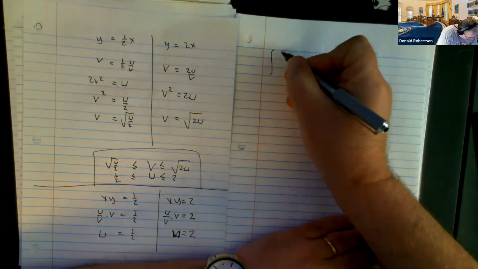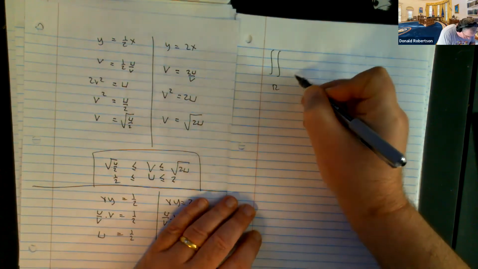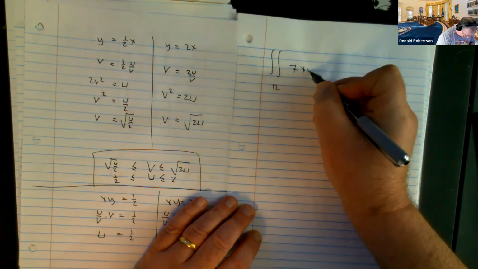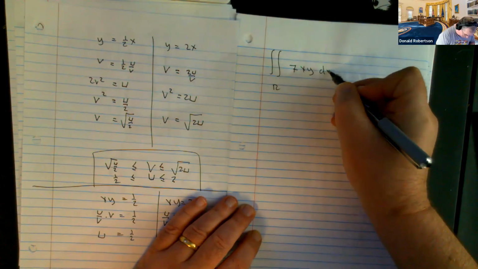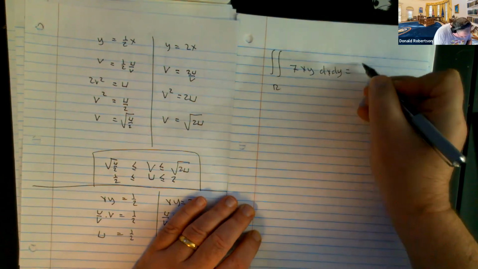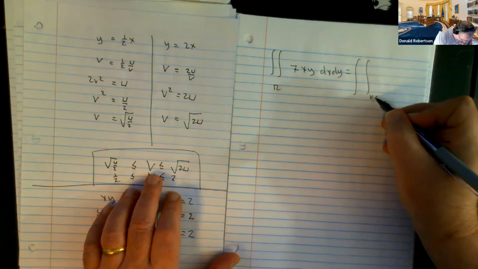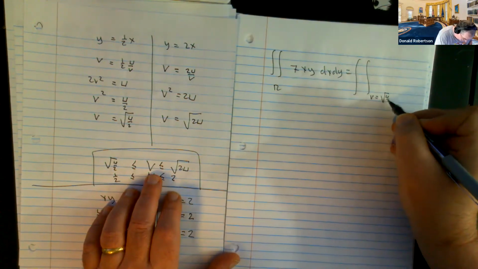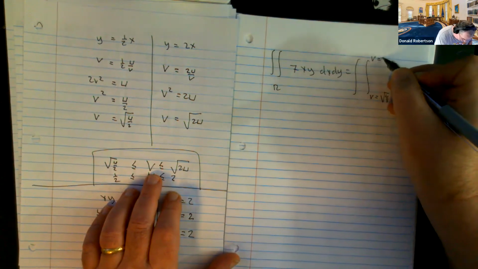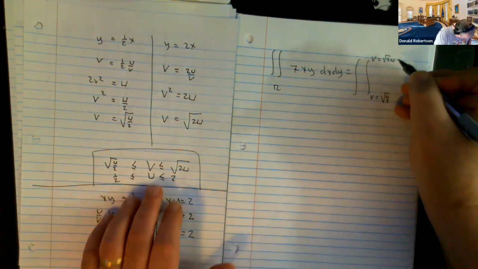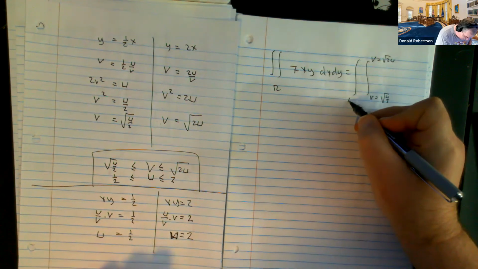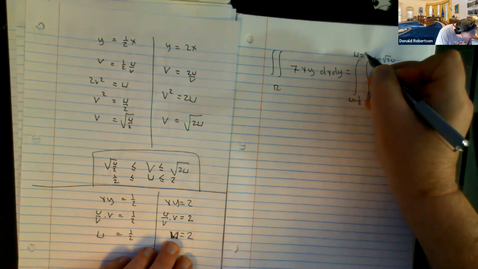Originally, it was a double integral of 7xy dx dy. It's now going to be a double integral with v from the square root of u over 2 to v equals the square root of 2u, and u is going to be from 1/2 to 2.